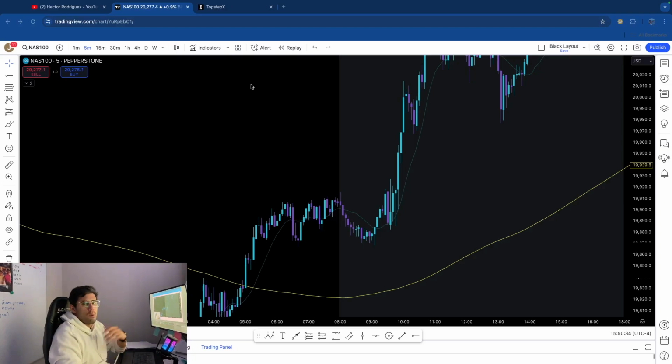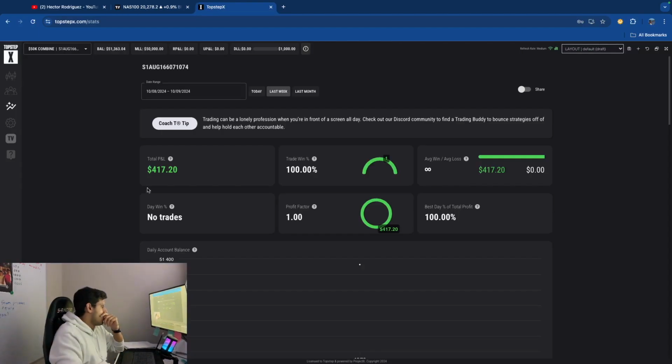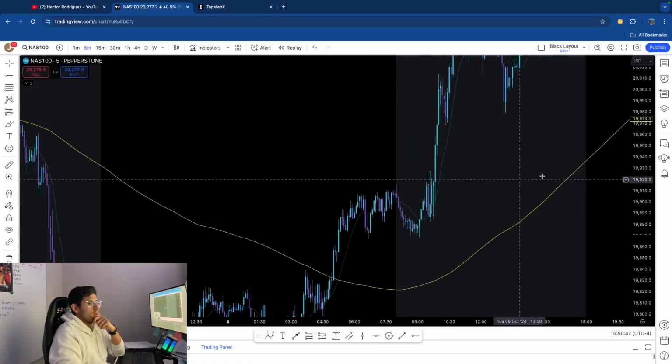Right off the bat, we made $417 on this trade. You can see that right there. This is our 50K compound account for Top Step. And I'm just gonna break down this trade real quick.